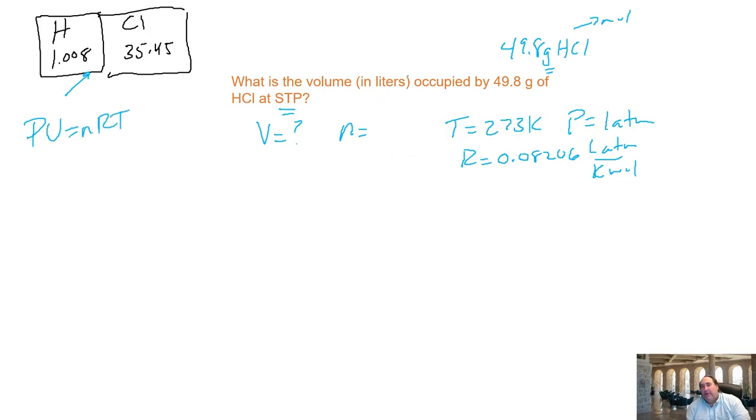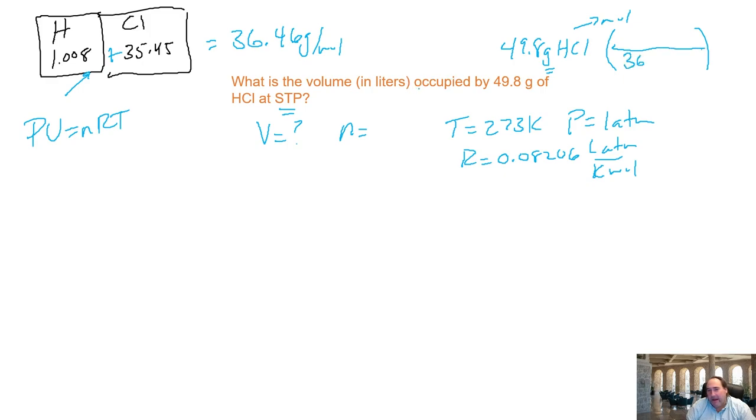which is again our PV equals NRT. So we do need N, so I'm going to do the conversion here, and we're just going to add these two together, as we are looking for the molar mass of HCl from the periodic table: 1.008 plus 35.45. We punch that in right. 1.008 plus 35.45, there we go. That looks a little bit better. That's 36.6 grams per mole.